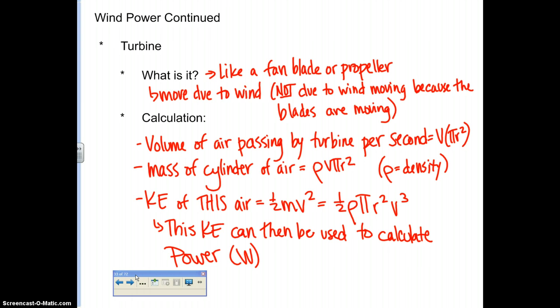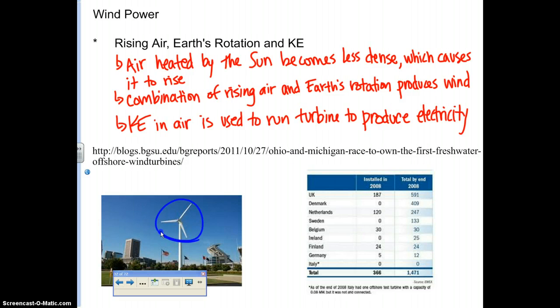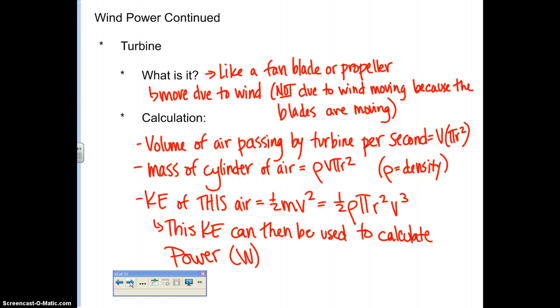Wind power continued, looking at turbines. A turbine is like a fan or a blade on the propellers. If we were to look at a picture of one of these, it would be this area right here. It moves due to the wind, not due to the wind moving because the blades are moving. The blades aren't circulating the wind. Sure, it has something to do with that, but how do the blades even start to move? That's because of the movement of the wind.